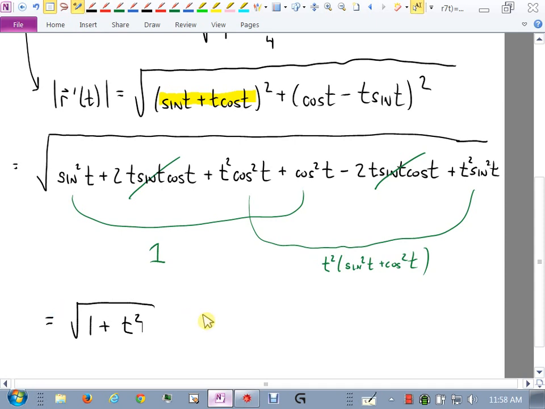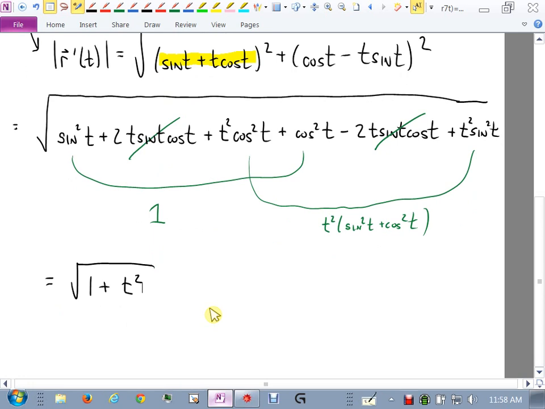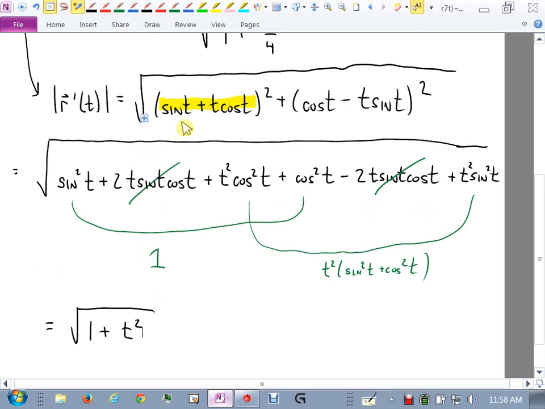That ain't so bad. In fact, when we plugged in pi over 2 a second ago, didn't we get the square root of 1 plus pi squared over 4 for our length? Which is what we would get using this formula. So I'm just trying to get you to not be so intimidated by finding a magnitude of something like this, because this will happen some of the time. Not guaranteed all the time, but at least know that you can take a swing at it and good things might happen. All right.